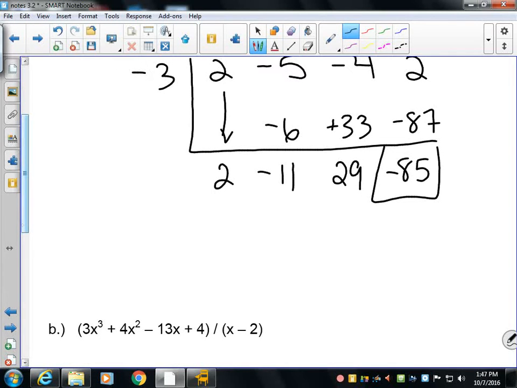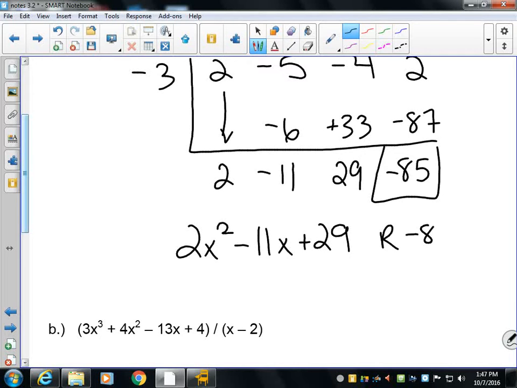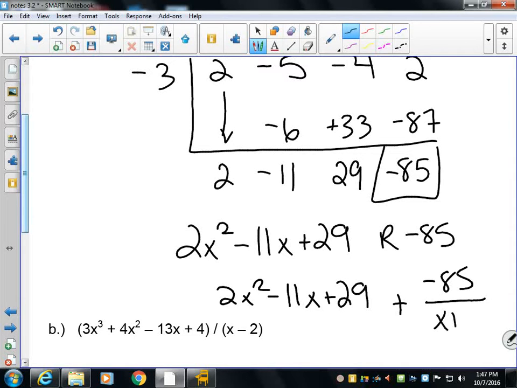Okay, so I could write that here's my answer: 2x squared minus 11x plus 29 with a remainder of negative 85. We could also write it in that big long kind of way: 2x squared minus 11x plus 29 all plus negative 85 over x plus 3. And that's what the original question equals, right?